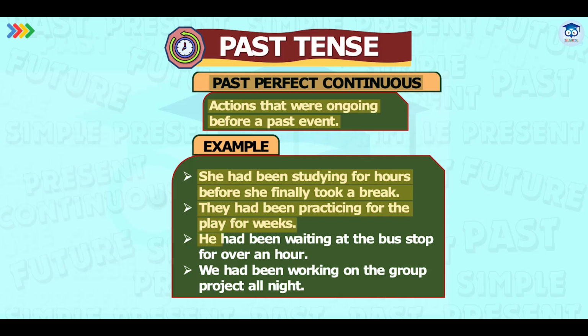In, he had been waiting at the bus stop for over an hour. Shows that the waiting didn't just happen, it had been going on. Finally, we had been working on the group project all night. Shows a long, continuous action before something else followed. We use had been plus V1, that is the base form of the verb, plus ing to show the extended action before a past point.